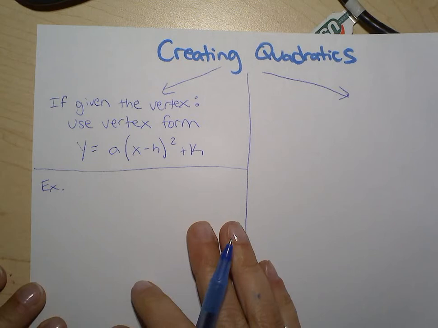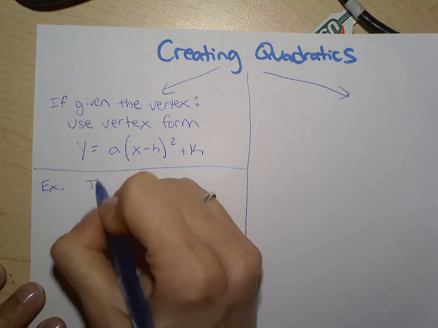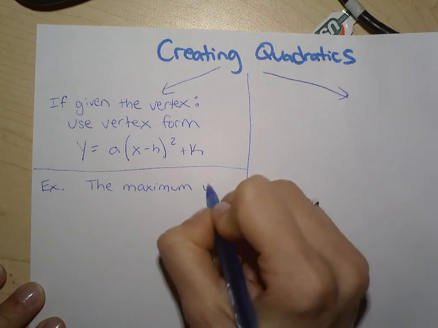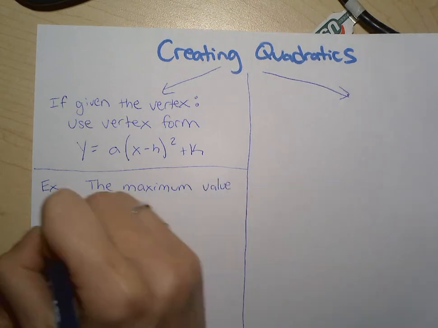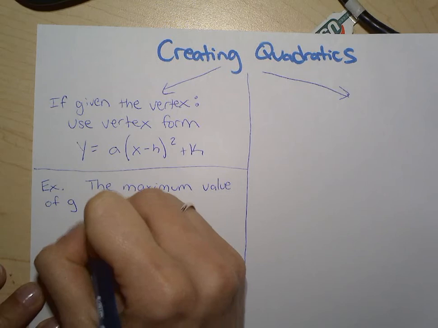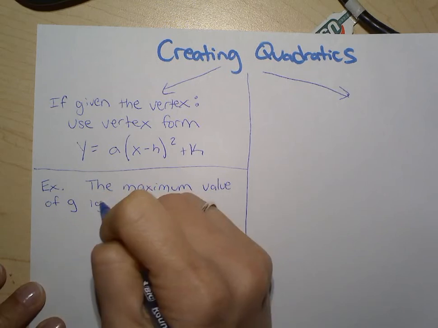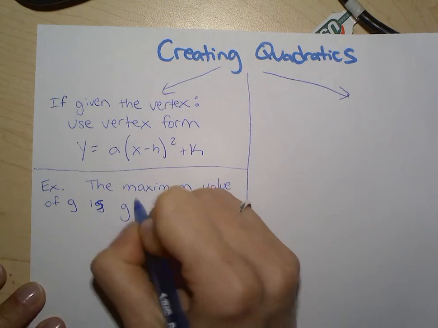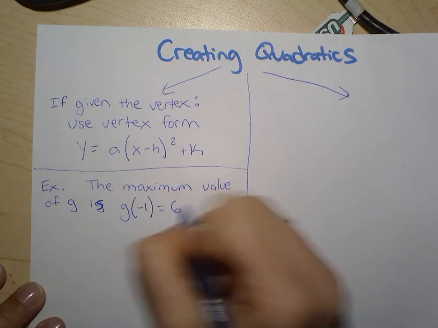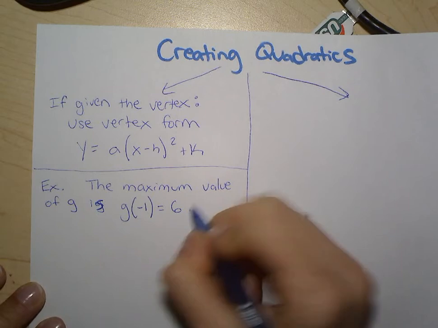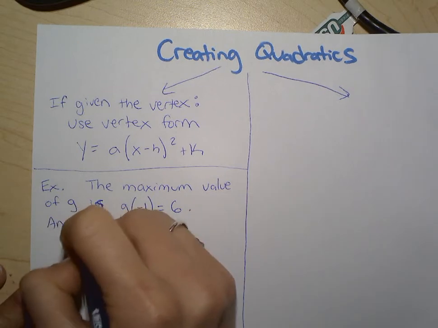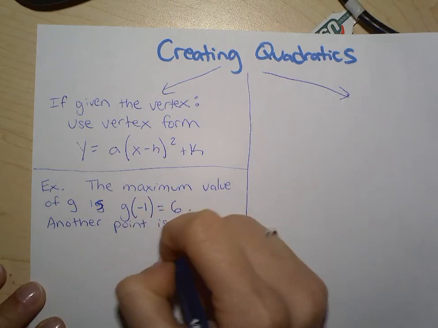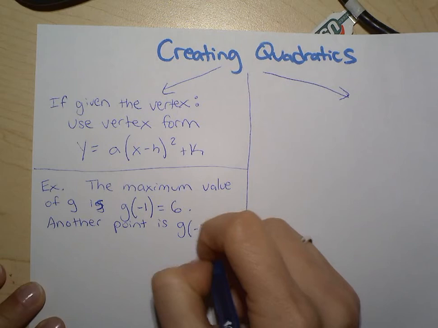So let's say the maximum value of g is g of -1 is equal to 6. Another point is g of -3 is equal to 4.